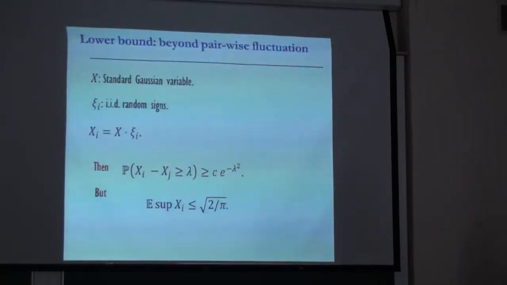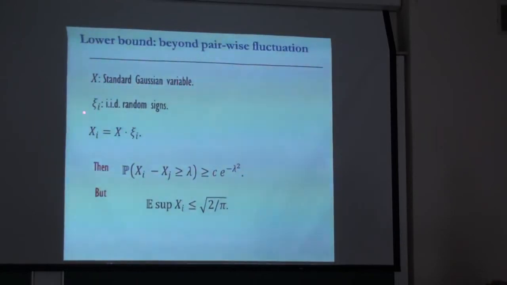Now, the whole story of lower bounds is much harder than the story of upper bounds. For upper bounds, it's enough to control the pair distribution in order to upper bound the whole process. For lower bounds, that doesn't work. You can see this from a simple example.